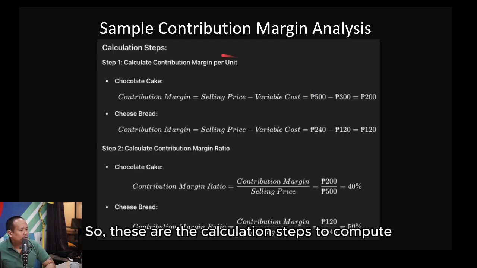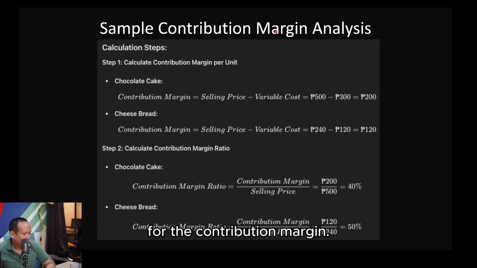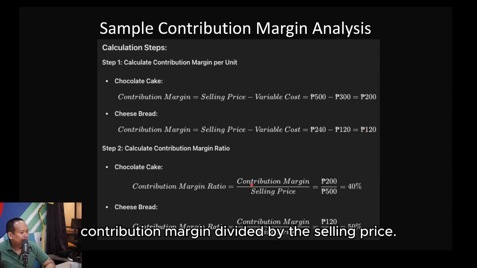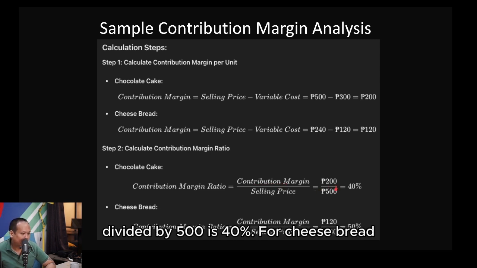So these are the calculation steps to compute for the contribution margin. For chocolate cake, the formula is selling price less variable cost, and then for cheese bread, selling price minus variable cost as well. 240 less 120 is 120. The contribution margin ratio is contribution margin divided by the selling price. For chocolate cake, 200 divided by 500 is 40%. For cheese bread, it's 120 divided by 240, which is 50%.